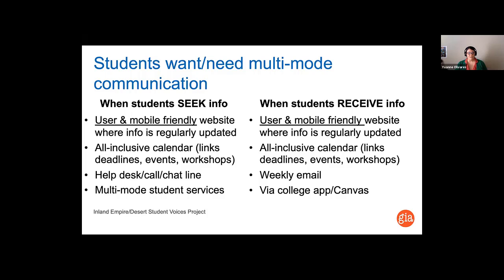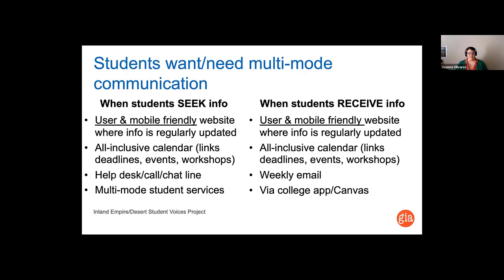Students' wish list included this all-inclusive calendar. Their dream of having a calendar that's got links to the deadlines and the events and the workshops. Students would also love to have some sort of help desk, and the definition of the desk can vary from being a call line, chat line, whatever colleges can do, but some way to ask, what department is it I'm supposed to be reaching out to if I need help with this? Because students don't know where to even go to ask for support.